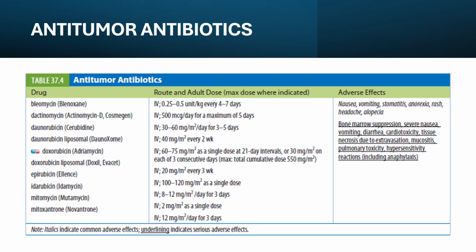Doxorubicin, daunorubicin, epirubicin, and idarubicin are all closely related in structure, and cardiac toxicity is a major limiting adverse effect. Cardiotoxicity may occur within minutes of administration or be delayed for months or years after chemotherapy has been completed.